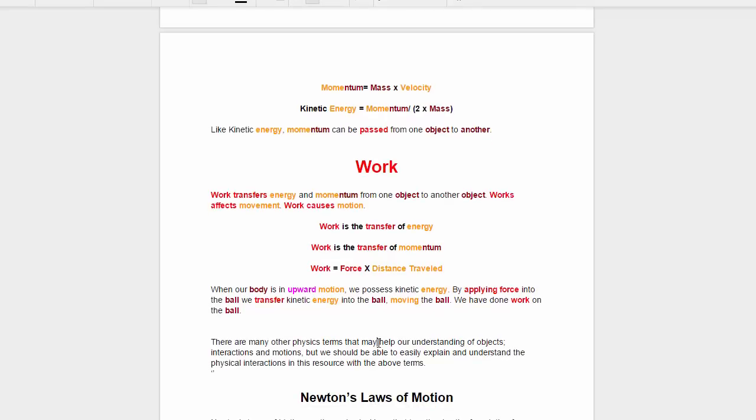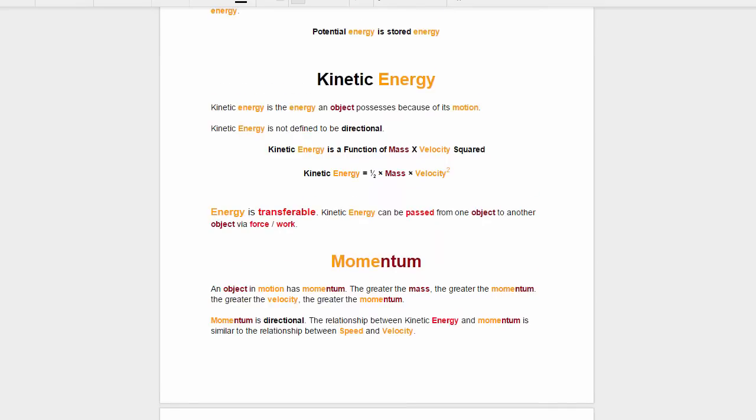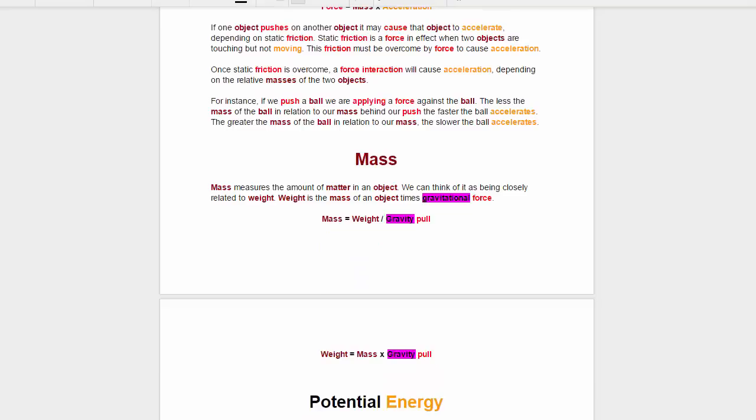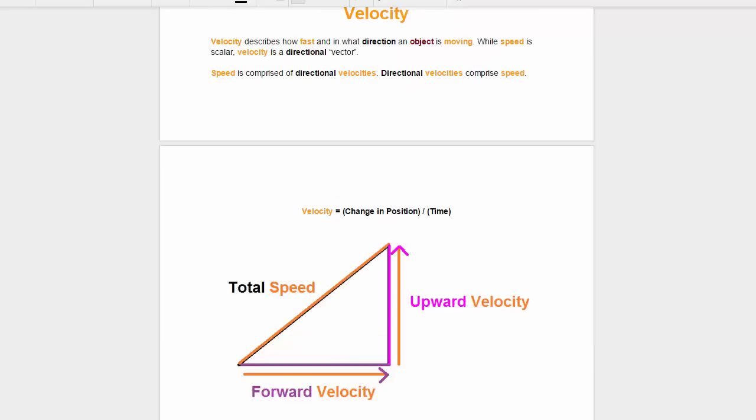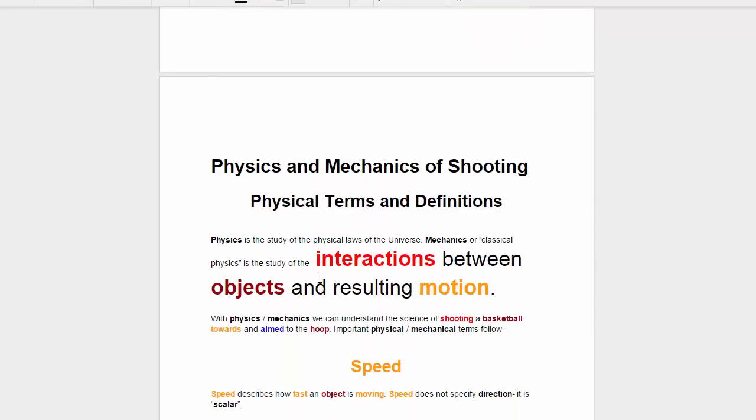There are other physical terms and definitions, but these are the basic ones, and that's plenty to understand almost everything we need to know about the physical laws of the universe, and specifically for shooting. So, quickly review: we have work, we have momentum, we have the energies, we have force, mass, acceleration, and all this is used to describe the interactions between objects resulting in motion.